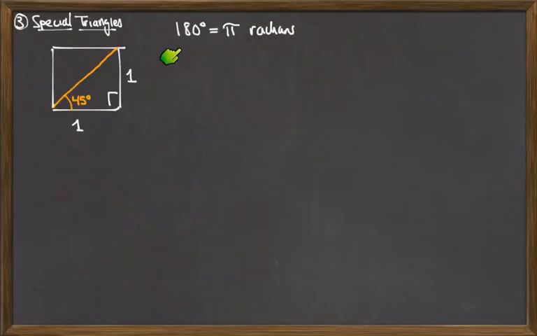Recall that 180 degrees is pi radians. So if I divide that into fourths, I get 45 degrees, so that must be pi over 4 radians. So this angle here is 45 degrees, as is this angle over here, and let's just write it in radians as well. It's pi over 4 radians.